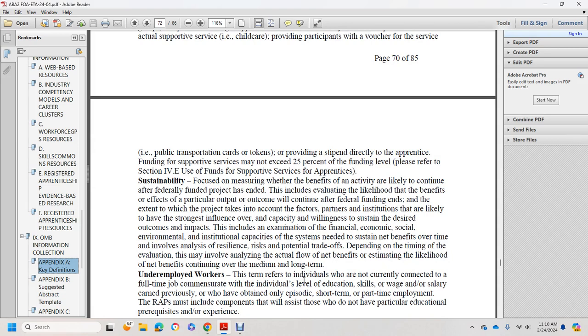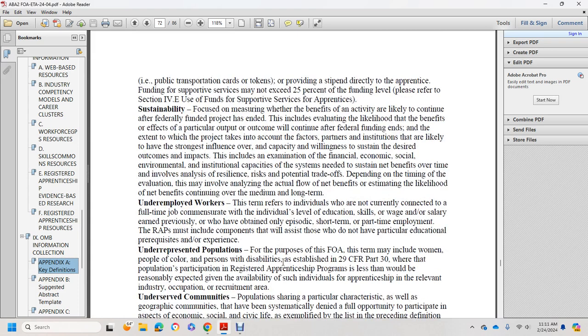Sustainability is a focus measure of whether the benefits are likely to continue after the federally funded project has ended. It includes evaluating the likelihood that benefits will continue to affect a particular outcome and output after the federal funding ends, and the extent to which the project takes into account the factors and partner institutions that are likely to have the strongest influence over the capacity or willingness to sustain desired outcomes and impacts. This includes examination of financial, economic, social, environmental, and institutional capability systems needed to sustain any new benefits over time, and involves analyzing resilience, risk, and potential trade-offs. Depending on the timing of the evaluation, it may involve analyzing the actual flow of net benefits and the estimated likelihood of net benefits continuing over the medium and long term.